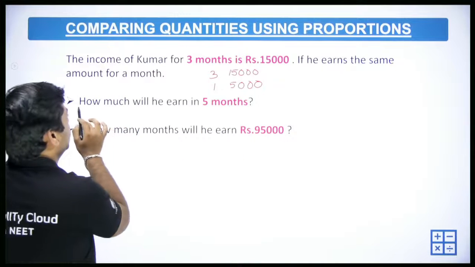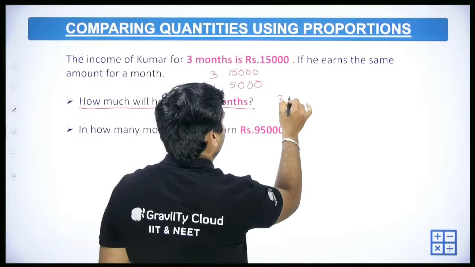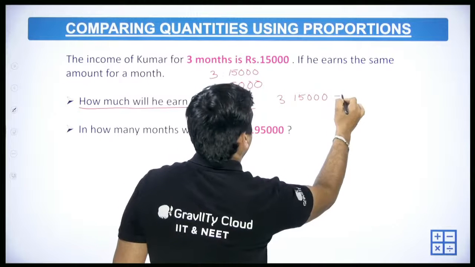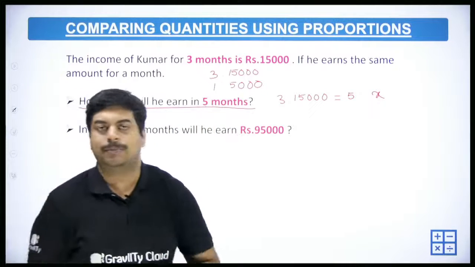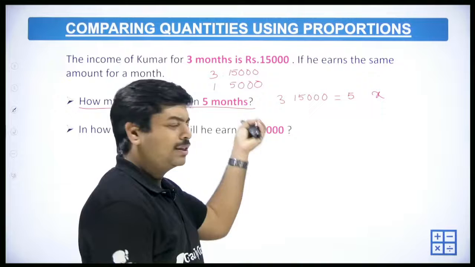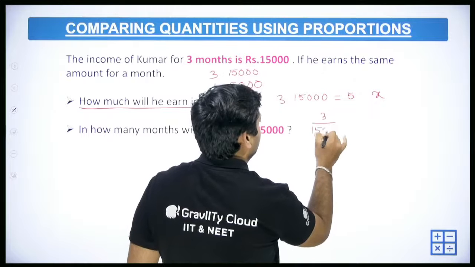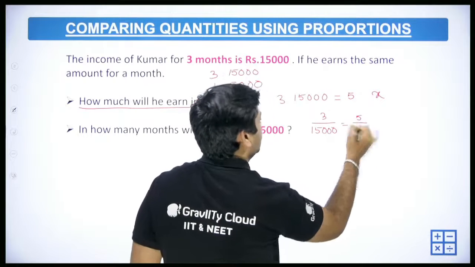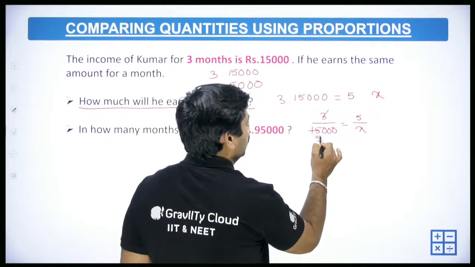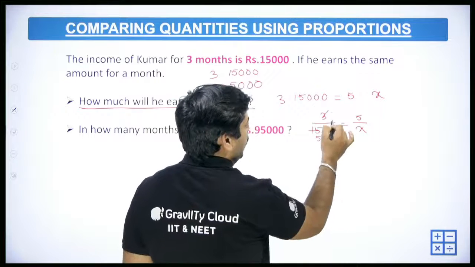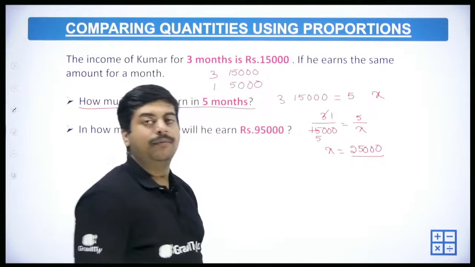how much will he earn in 5 months? For 3 months it is 15,000, which should be equal to 5 months and some X rupees, which we don't know. So how to solve this one? These are just fractions. So it is 3 by 15,000 is equal to 5 by X. 3 ones are 3 and 3 fives are 15, so that is 5,000. If you cross multiply, X into 1 is X, which is equal to 5,000 into 5, which is 25,000. So for 5 months, his income will be 25,000.